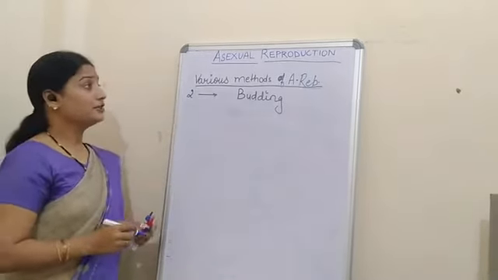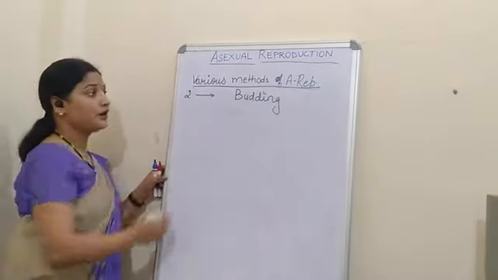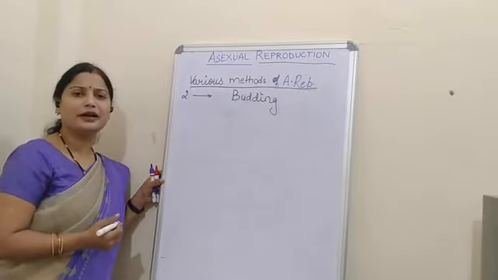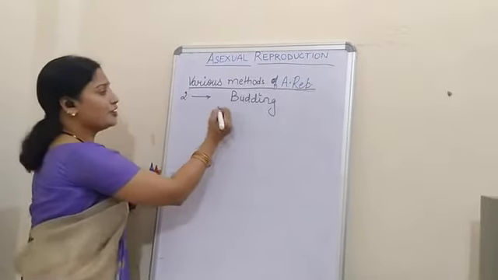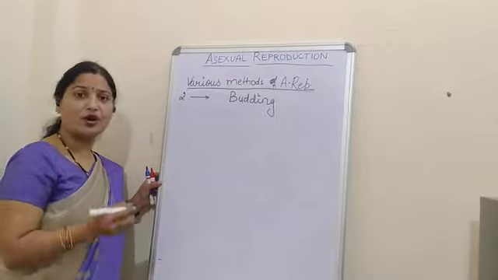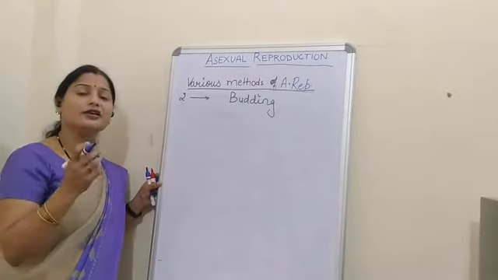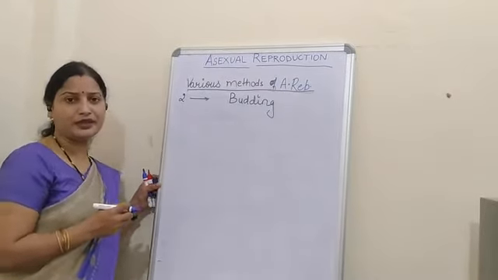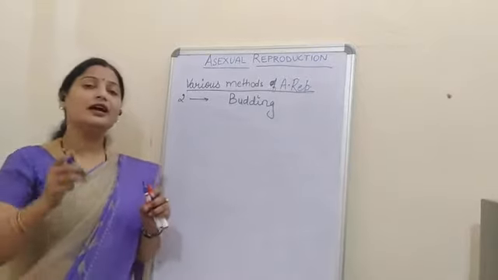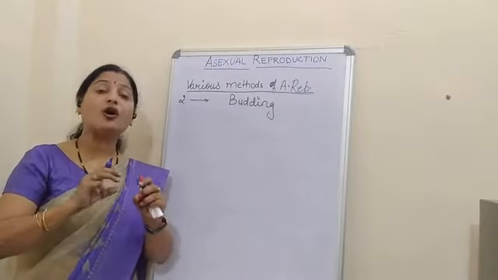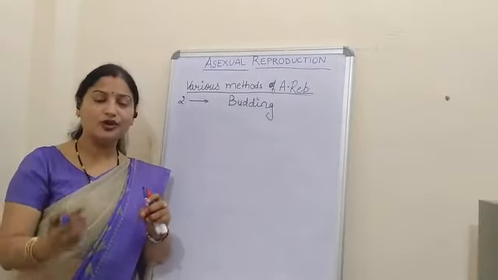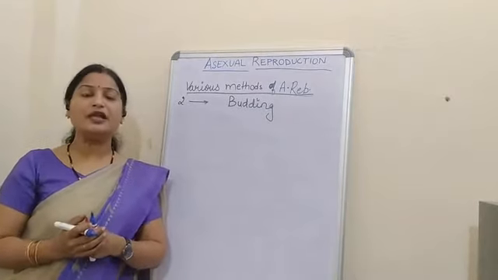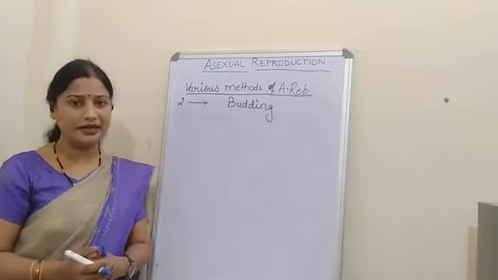Now, the second method of asexual reproduction is budding. The meaning of budding is formation of a bud on the parent body after attaining maturity. Now we can say that an outgrowth or ingrowth on the parent body is called budding.